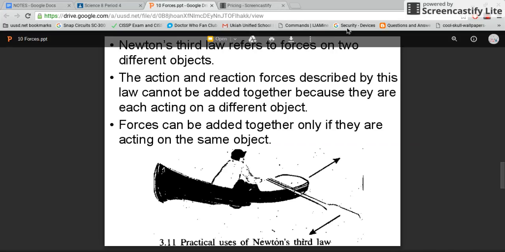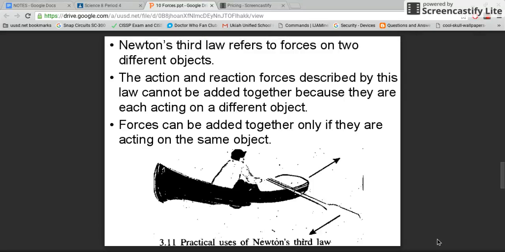So do you think for Newton's third law you can add things together? Yeah. No. Just know that Newton's third law, you cannot add them together.